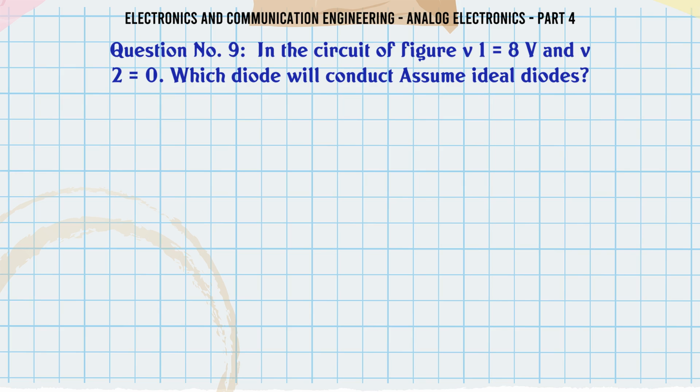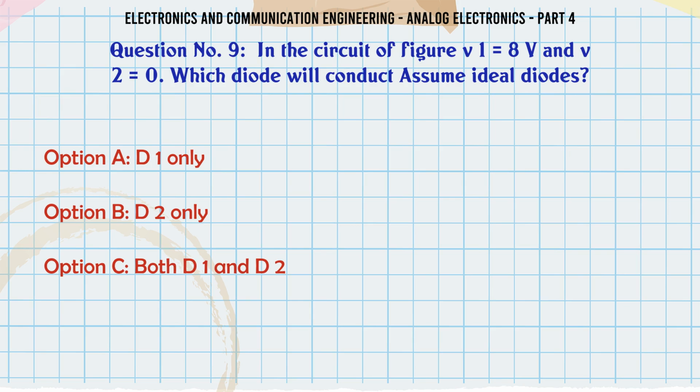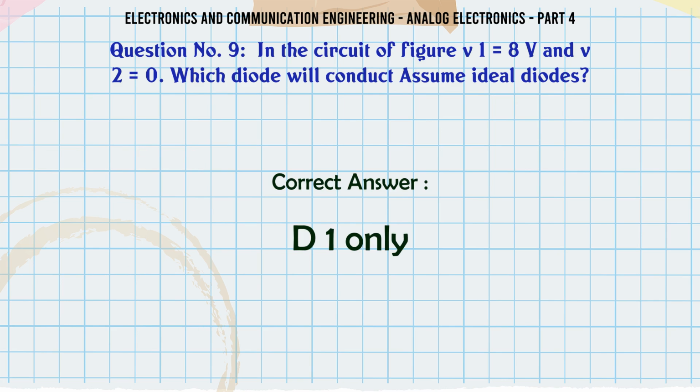In the circuit of the figure, V1 is 8 V and V2 is 0. Which diode will conduct? Assume ideal diodes. A. D1 only, B. D2 only, C. Both D1 and D2, D. Neither D1 nor D2. The correct answer is D1 only.